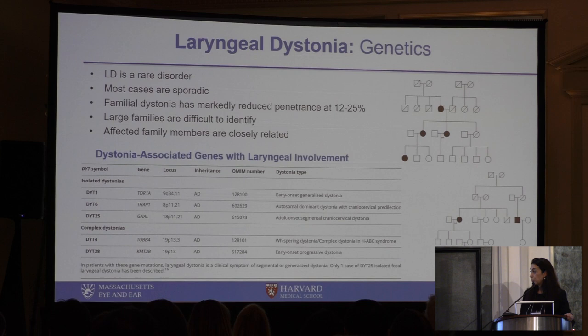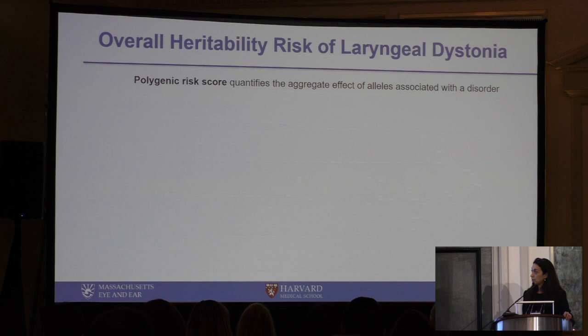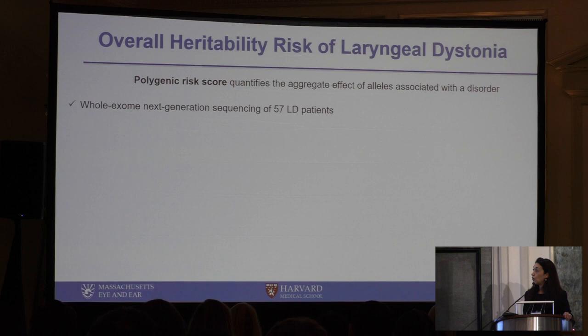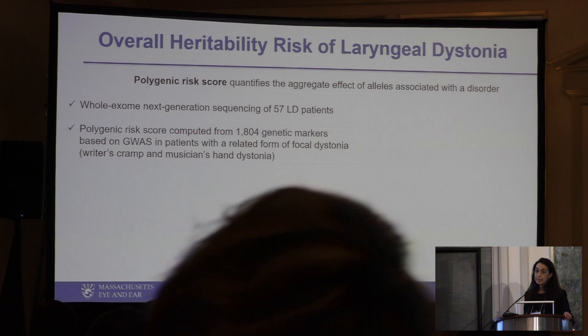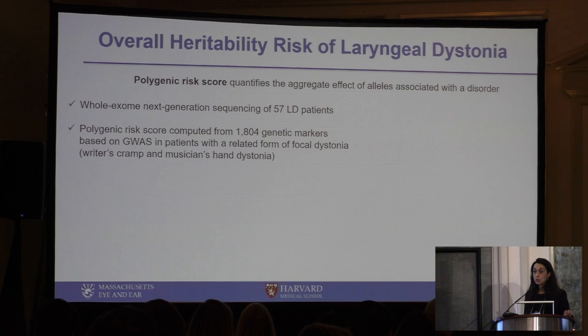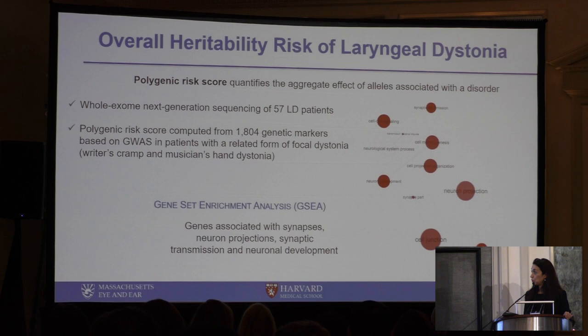There is only one report that identified a patient with DYT25 focal laryngeal dystonia. The patient did not have any other forms of dystonia. So while that's in progress, we've looked into polygenic risk score of dystonia, which quantifies the aggregate effect of alleles associated with the disorder. It was done using whole exome next generation sequencing of 57 patients, and we computed polygenic risk score based on over 1,800 genetic markers from GWAS studies in patients with related forms of focal dystonia, writer's cramp, and musician's dystonia.